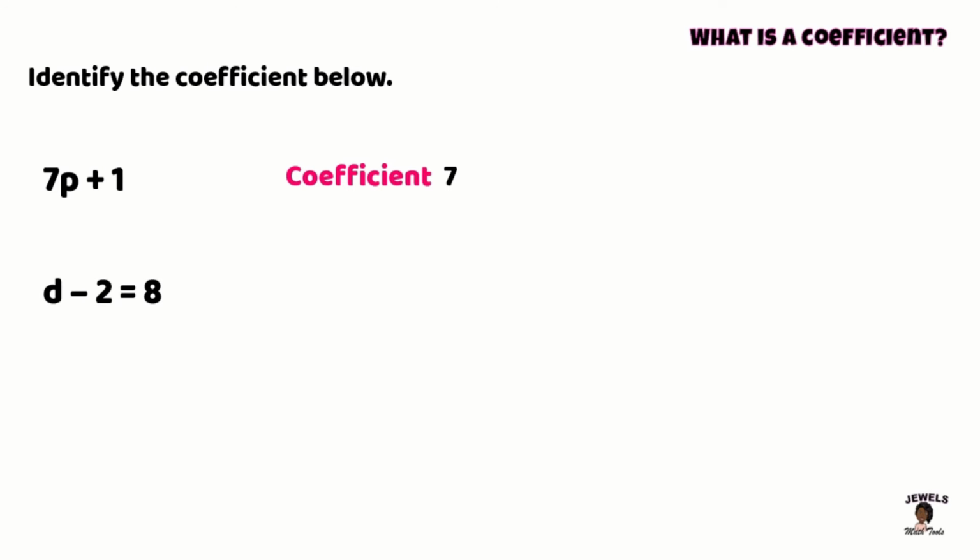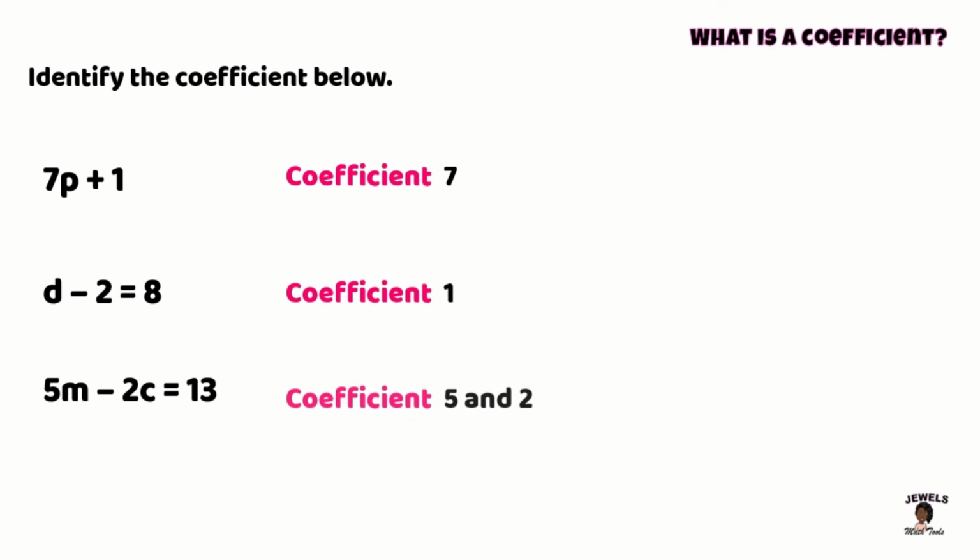What about in this one? And remember, we just talked about this one, that whenever our variable is written by itself, it has a coefficient of 1. And in this one, if you guess that we have two coefficients, which is 5 and 2, then you are correct. Because we're given two variables, that means that we have two coefficients.